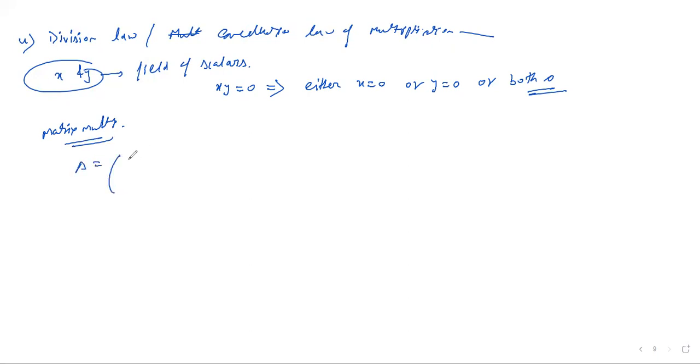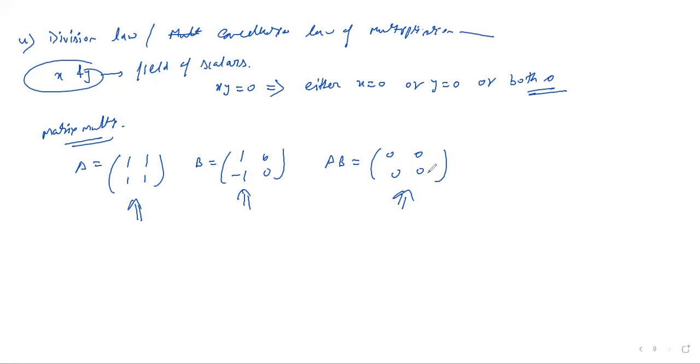Let's say I have this matrix A which is [1 1; 1 1] and another matrix B which is [1 -1; 0 0]. If I do the matrix multiplication AB, that will equal [0 0; 0 0]. You can see that A is not equal to 0 and B is also not equal to 0, but the multiplication of these two matrices equals 0. So the cancellation law, that if xy equals 0 then x equals 0, or y equals 0, or both equal 0, does not hold for matrix multiplication.